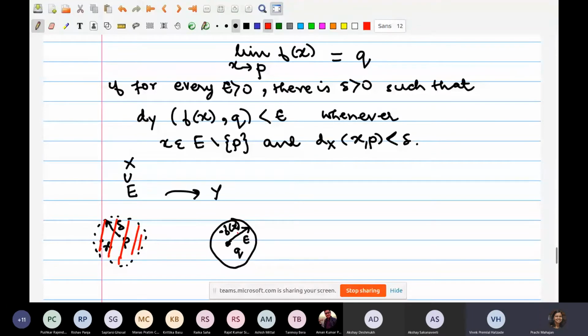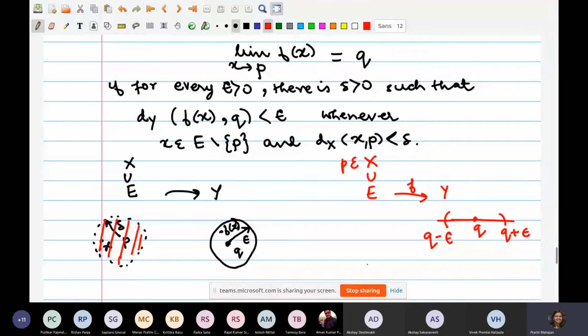Okay. So I'll draw another picture. Let's say now in R. So what is it saying in R? You have a function f from E to Y. E is a subset of X. P is a limit point of E. So P belongs to X. Surely P may or may not belong to E. If you draw this picture in R, Q is some point of Y. So you give me an epsilon positive, and I am going to look at an epsilon neighborhood of the point Q, which means Q plus epsilon, Q minus epsilon.